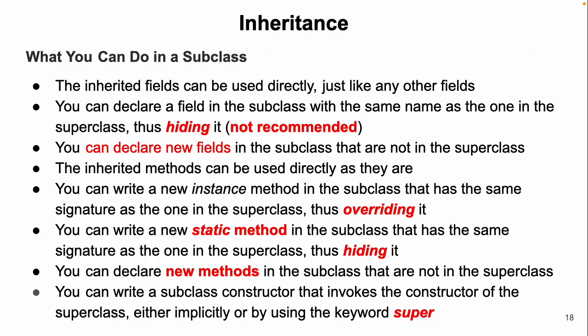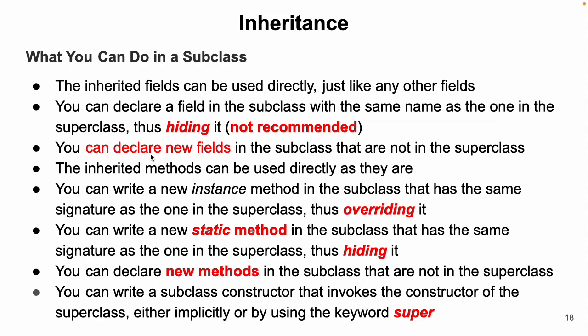What are the things we can do in the subclasses? The inherited fields can be directly used. That means if we have some data members inside a class, in the same way we can use the inherited data members also. I will explain it in the code again. Then you can declare a field in the subclass with the same name as the one in the superclass. This we call hiding the field, but it is not recommended. It makes some confusion in programming. So just know what things we can do, but it is not recommended.